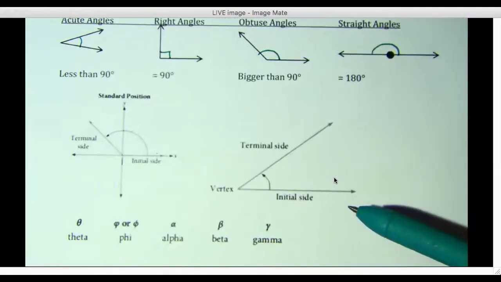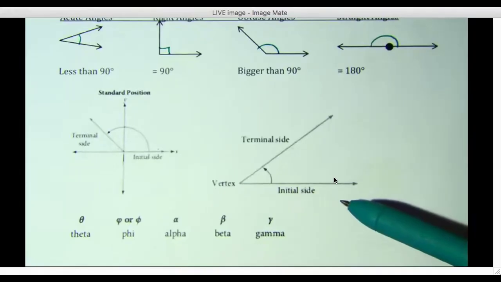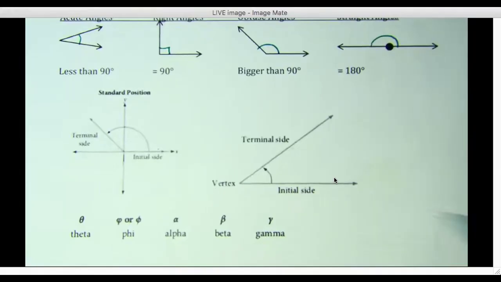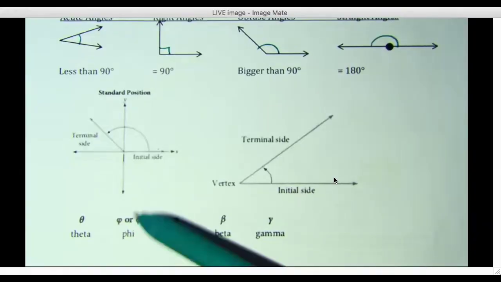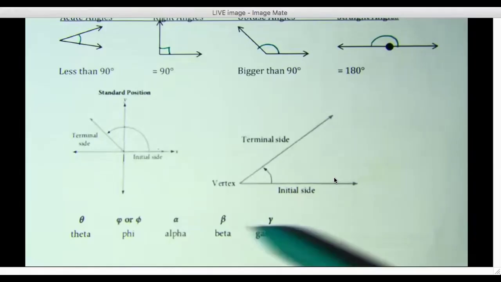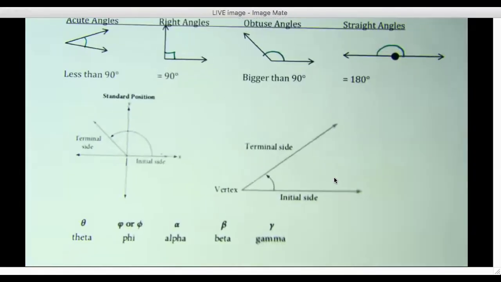Some other variables you may see starting in these trig topics: a lot of times we see Greek letters there: theta, phi, alpha, beta, and gamma. Theta, probably most common. Alpha and beta, probably second most common. Phi and gamma, you probably won't see a whole lot. All right.